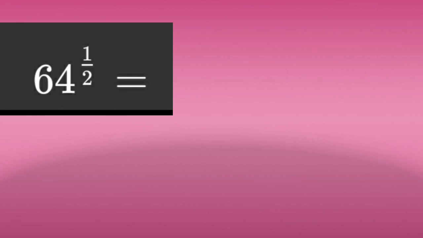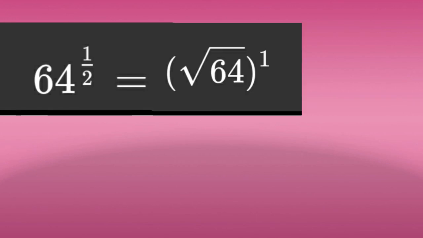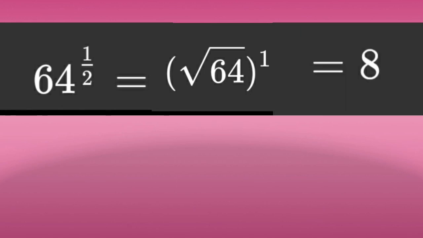Square root of 64, right? Here the denominator is 2. So it will become square root of 64. What is square root of 64? Which is equal to 8. 8 square is equal to 64. So root of 64 is equal to 8.